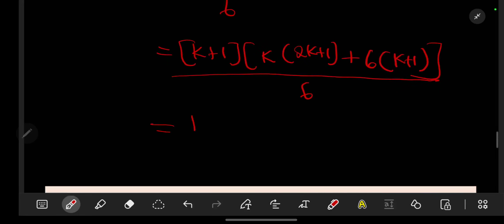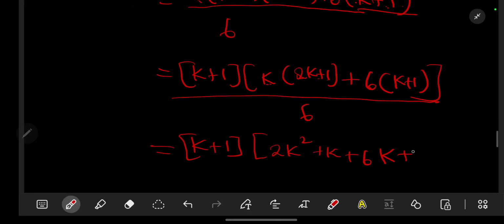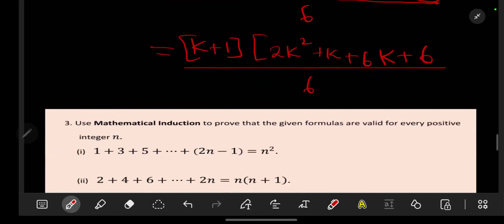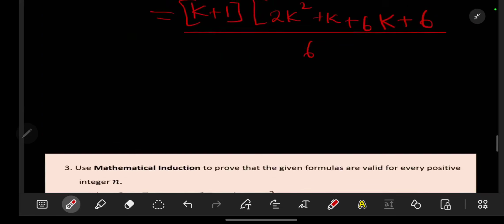So what are we going to have? We have our k plus 1. Then let's simplify. We have 2 by k, it will be 2k squared. Then we have k by 1, so plus our k. 6 by k will be 6k. Then plus our 6 by 1 is 6. Then we divide this by our 6.